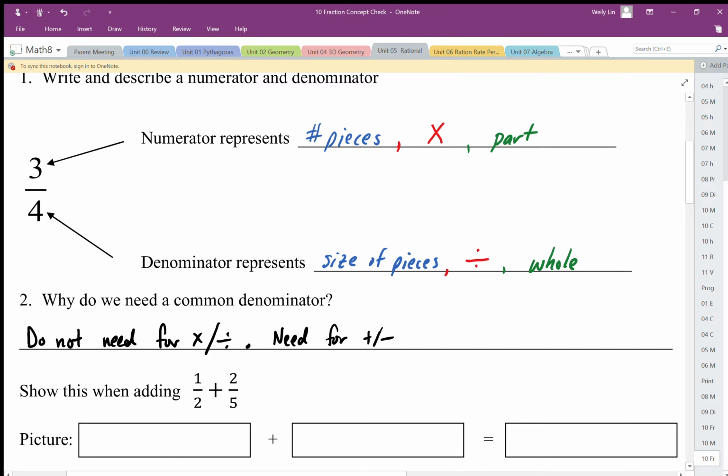And the reason why we need it for addition and subtraction is that in order to add and subtract things, we're essentially counting things. And we cannot count things that are different. So in order to add and subtract or count, we need the same size pieces. We need to be talking about the same thing. So we need it for addition and subtraction because we need same size pieces.